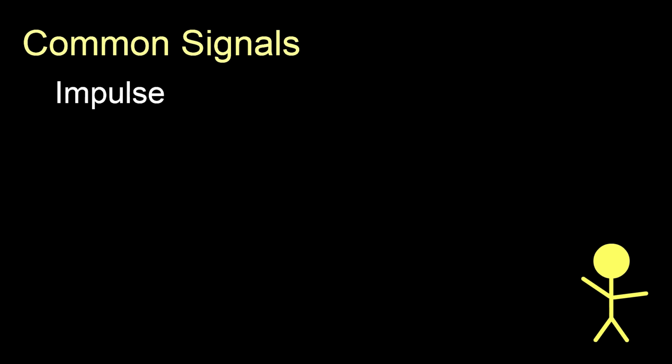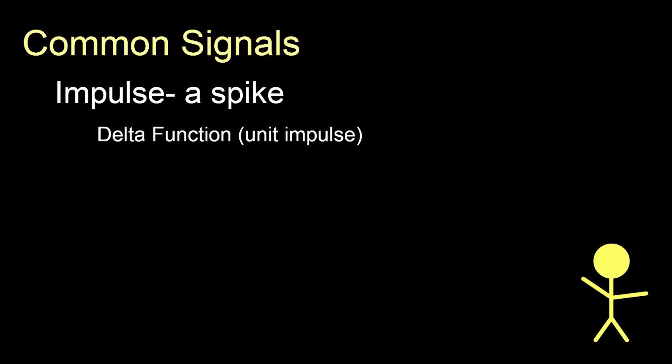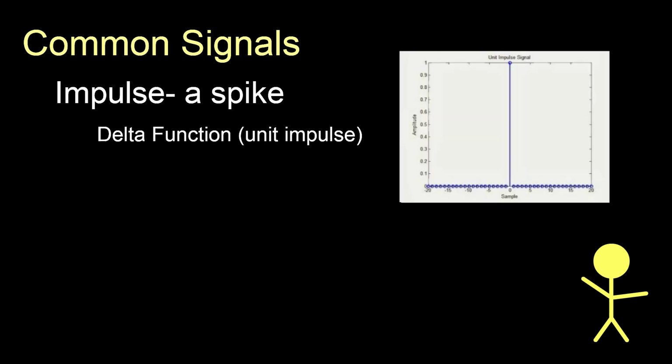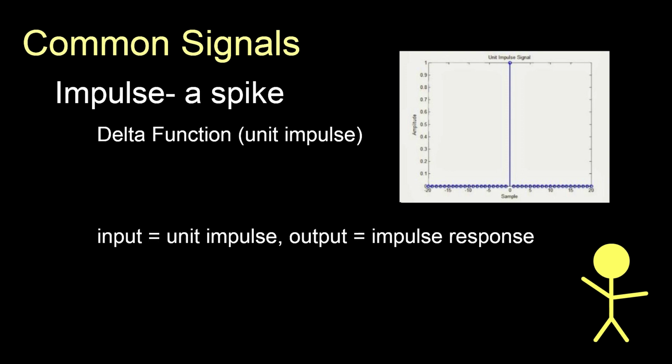Another common signal is the impulse, which is just a spike with a super narrow width that starts from 0 and returns to 0. There's a special type of impulse, which is the delta function, also called the unit impulse. The delta function is composed of an amplitude of 0 everywhere except at the sample number 0, in which it has a value of 1. All impulses are just the delta function shifted and scaled. Also, an impulse response is the signal that exits the system when the delta function is the input.